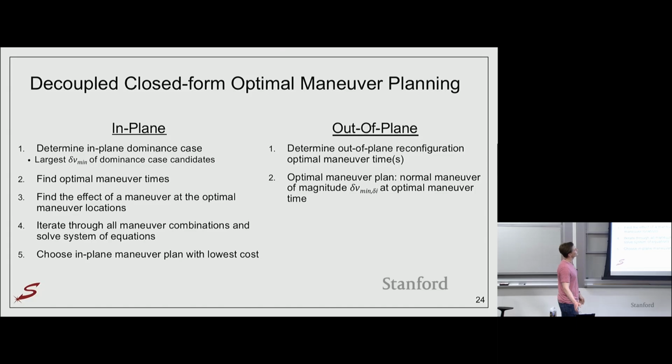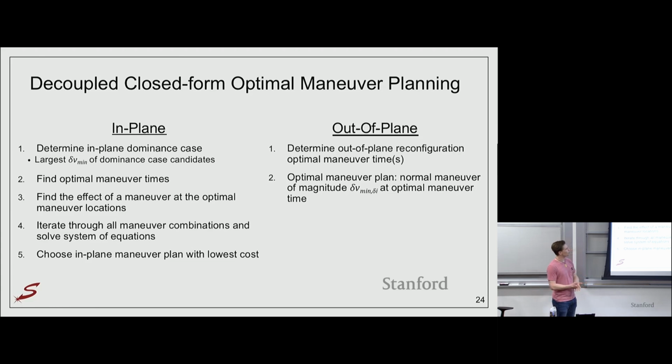And that's reflected in what the general mechanics of finding closed form solutions are in both the in-plane and out-of-plane case. For the out-of-plane case, it's very simple. You just find the optimal maneuver time for the out-of-plane maneuver, and you set a maneuver that acts directly towards the desired pseudostate at the delta V minima of the control problem, and you're done. In-plane is not that simple. You're dealing with a four-dimensional state with three different dominance cases.